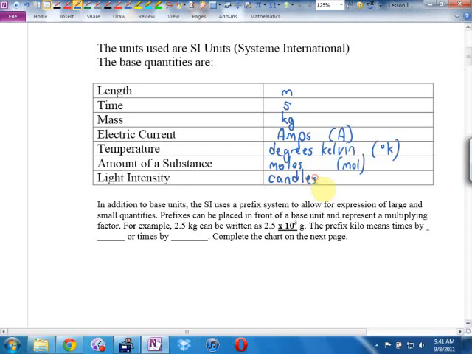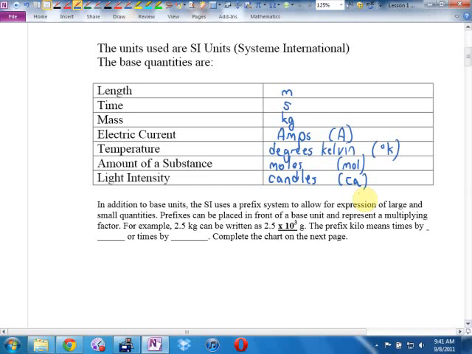Candles. You all instantly right now know how big one candle is, don't you? That to me, that's a great unit of measurement. The sun is like several trillion candles. Like, so what's one candle? Oh yeah, that big. Symbol: cd. Now having said that, we're only going to be using the top four this year.